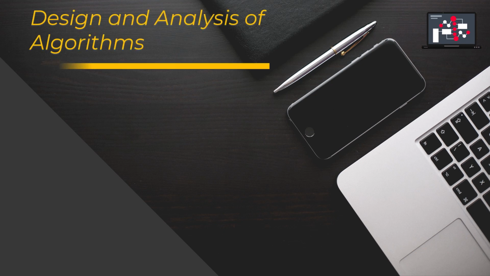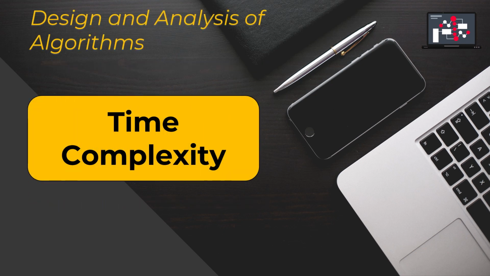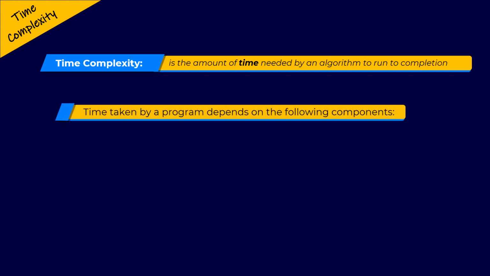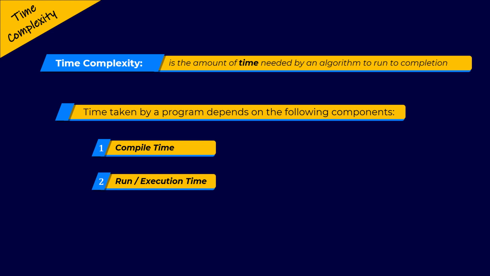In this video, we will look at how to compute the time complexity of an algorithm. The time complexity is the amount of time needed or taken by an algorithm to run to completion. The time taken by an algorithm depends on the following components: the compile time and the run time or the execution time. Before we move into details of time complexity, let us look at an example for illustration.